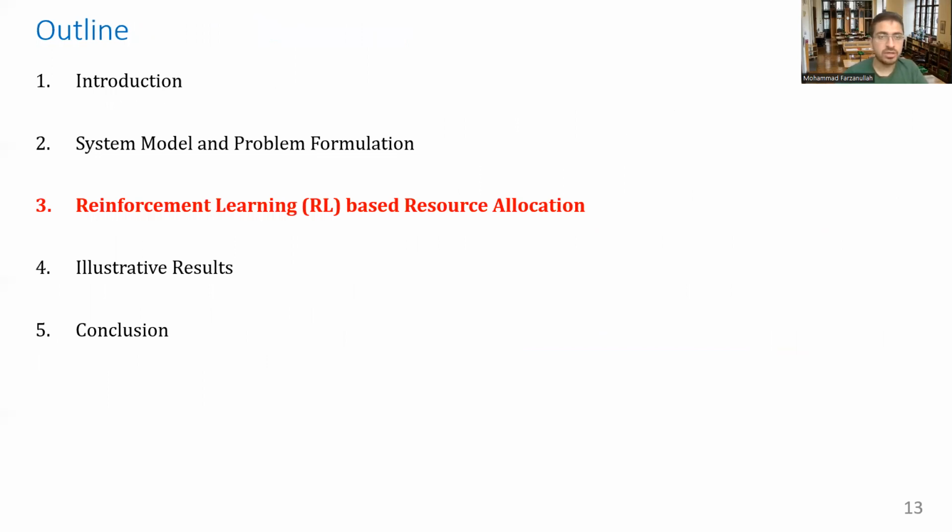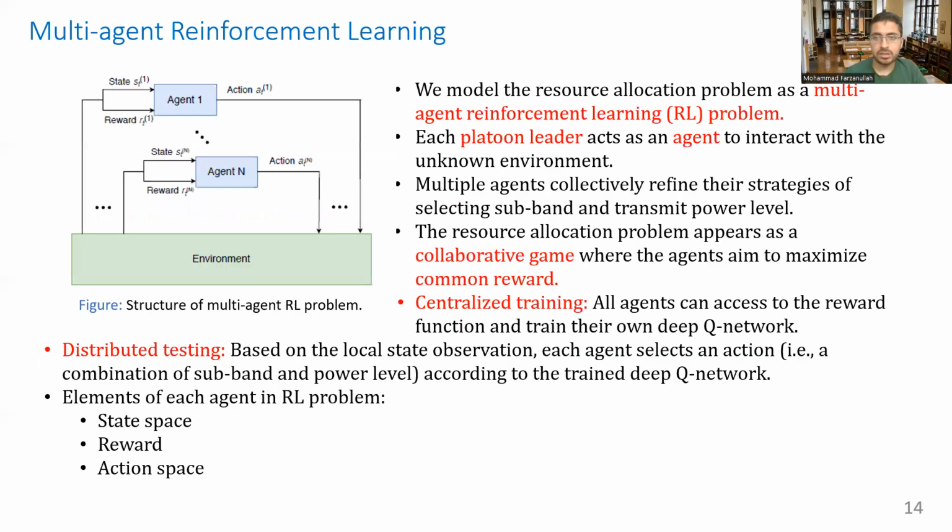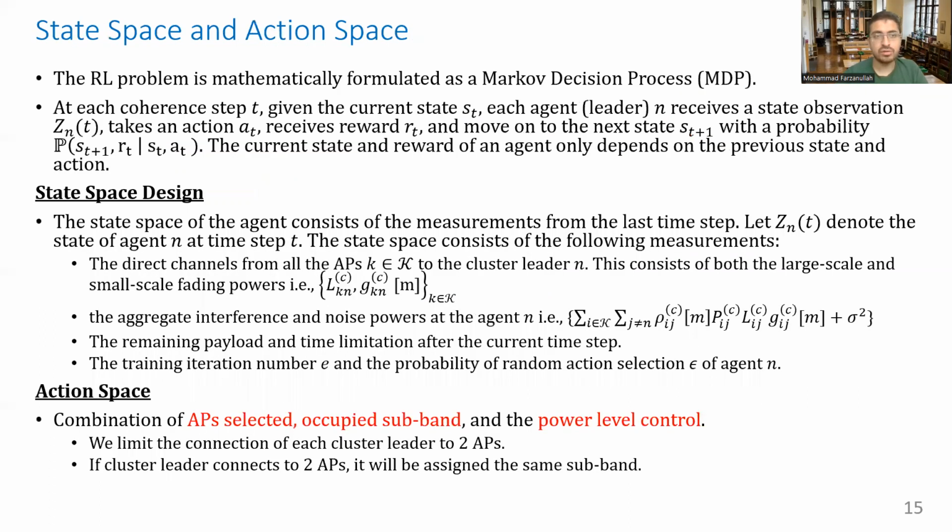Moving on to the reinforcement learning based resource allocation. In our approach, each cluster leader acts as an agent and interacts with the unknown environment. Based on the reward it receives, it refines a strategy for power allocation. In order to ensure collaboration, we use a common reward for all of the agents during the centralized training stage. Moreover, the testing is implemented in a distributed manner where the trained deep network is used to select the action. And for the reinforcement learning, there are three main elements, which are the state space, the action space, and the reward.